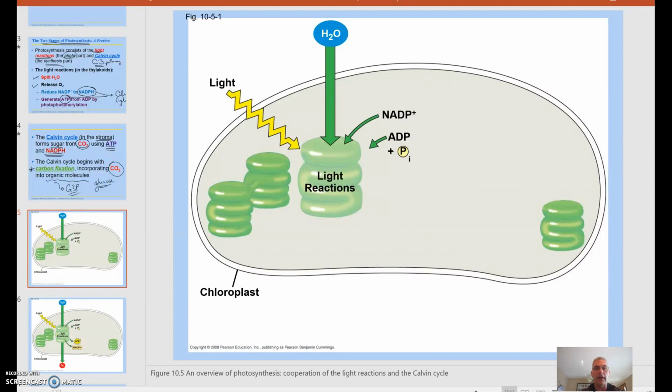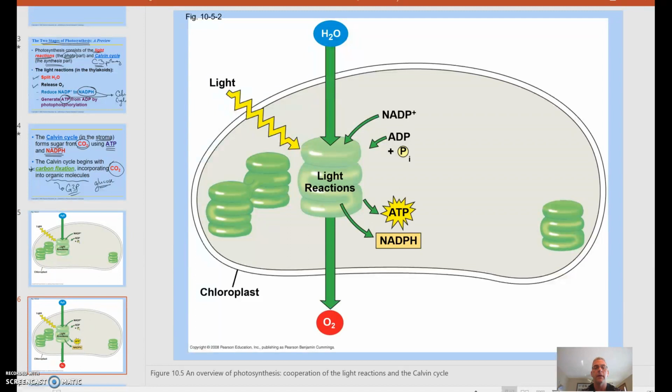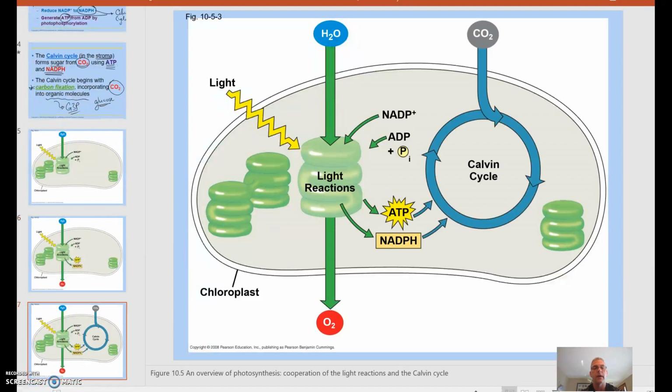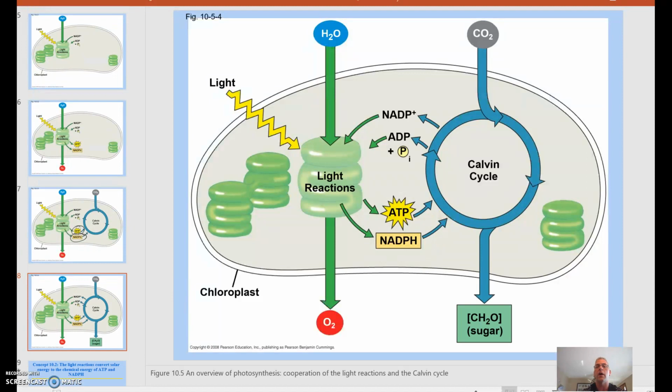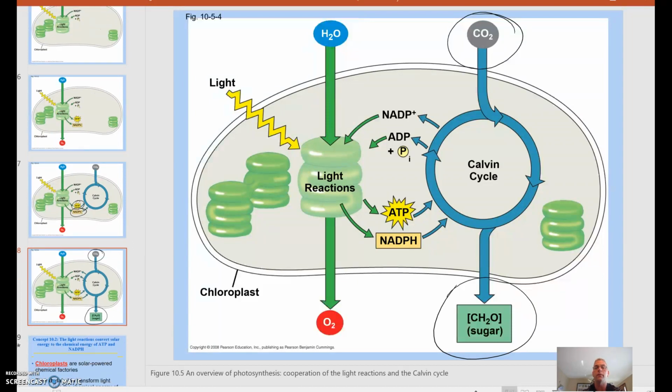So in wrapping it up, our chloroplast is the headquarters of where this is happening. We have the light reactions. The light reactions are going to produce ATP and NADPH. The light reactions are then going to deliver their products to the Calvin cycle, where carbon dioxide is ultimately going to be made into sugar. So hopefully that was helpful.